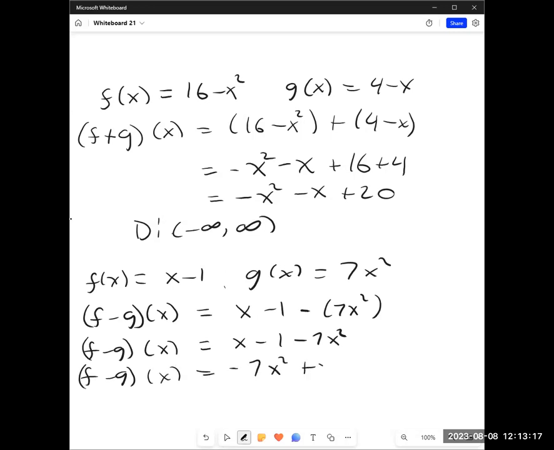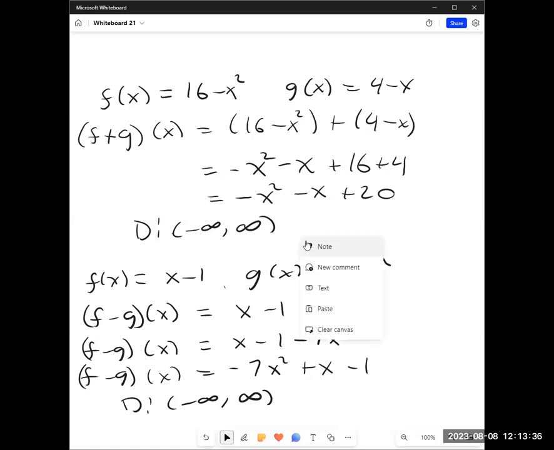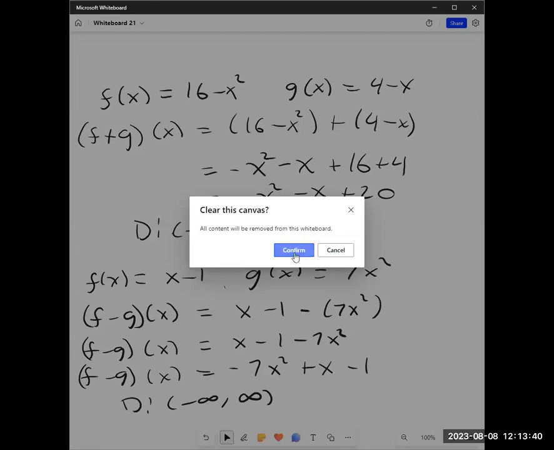And my domain of this one is also going to be negative infinity to infinity because there were no restrictions on the linear function, no restrictions on this quadratic function, and no restrictions on this quadratic function when we're done for the domain. Let's clear the canvas and we'll do a couple more examples here.